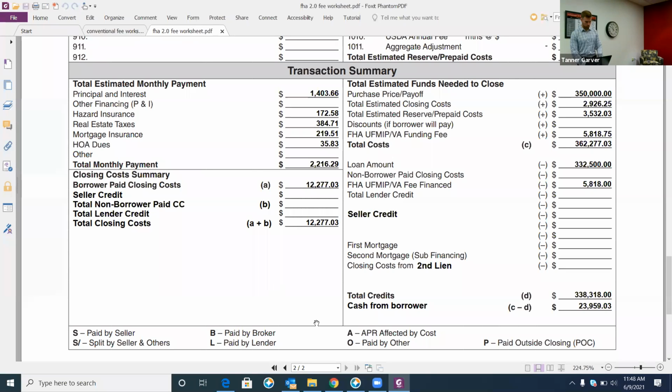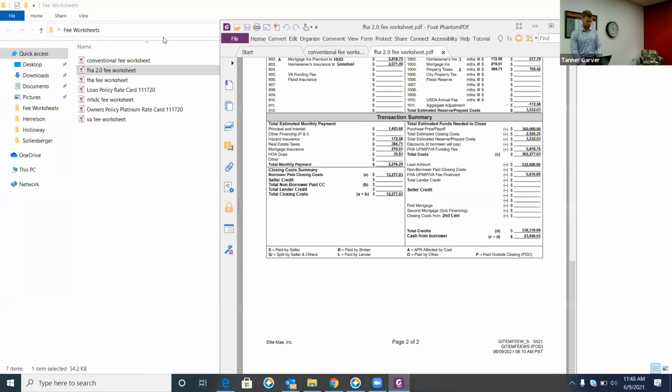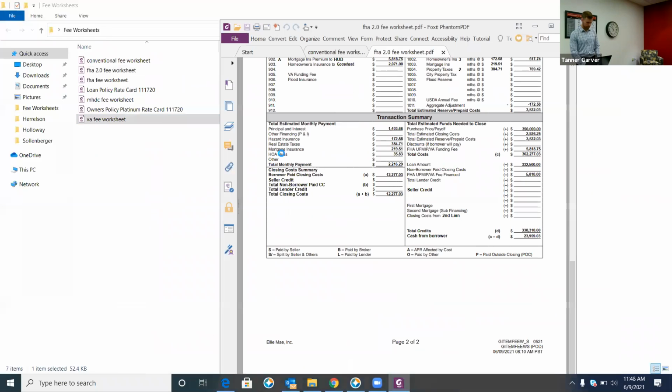I'll go over this real quickly. Do any of you guys think you'll ever run into a VA loan? Veteran? Think that we will? Yeah, you may. Probably. All right, then we'll go over VA real quick, just so you can see it.